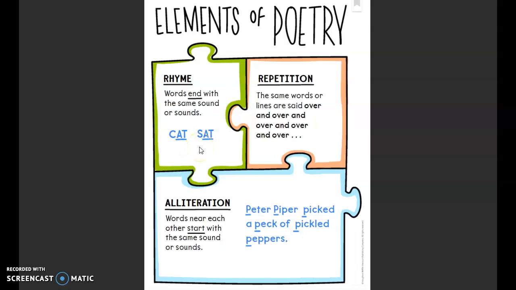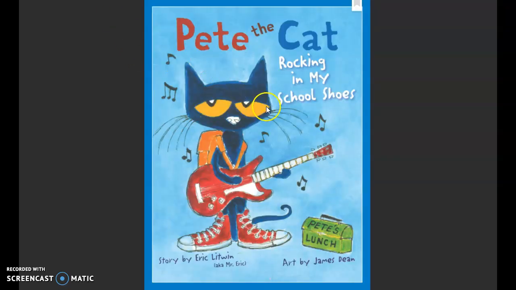All right, now I want you to take these elements and I want you to look for them in the book we're about to read. We'll be reading Pete the Cat, Rockin' in My School Shoes.